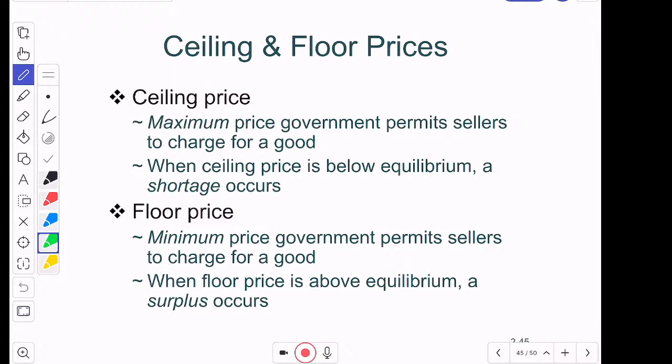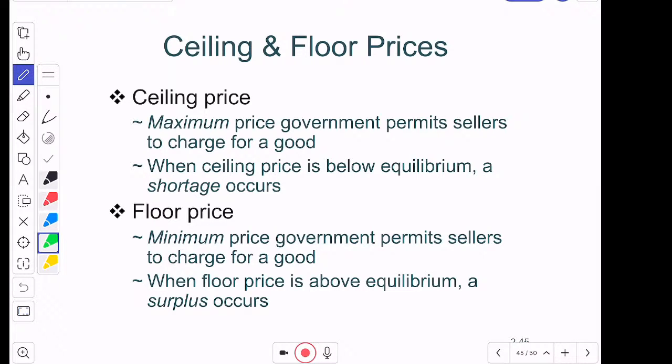Okay, what I want to talk about are ceilings and floor prices. So we spent some time discussing market clearing, the process by which demand and supply result in a market equilibrium.